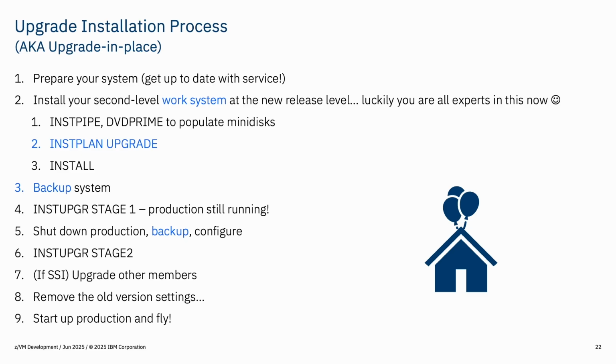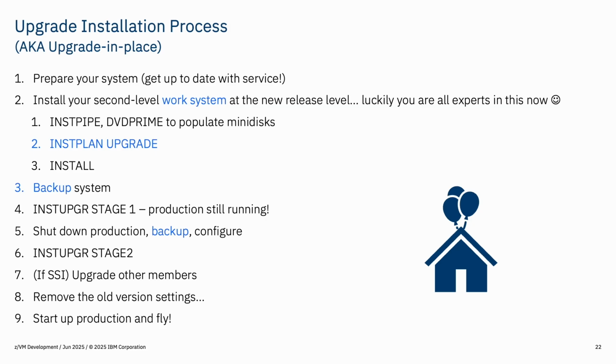Firstly, you'll need to prepare your system, get it up to date with service. Then you'll be installing a second level work system at the new release level. So for example, we're moving 7.3 to 7.4, so we're going to need to install a 7.4 second level work system. Luckily, you're all experts in this after the first demo. This will follow the same procedure for the most part, but we'll use some different panels in the planning stage.